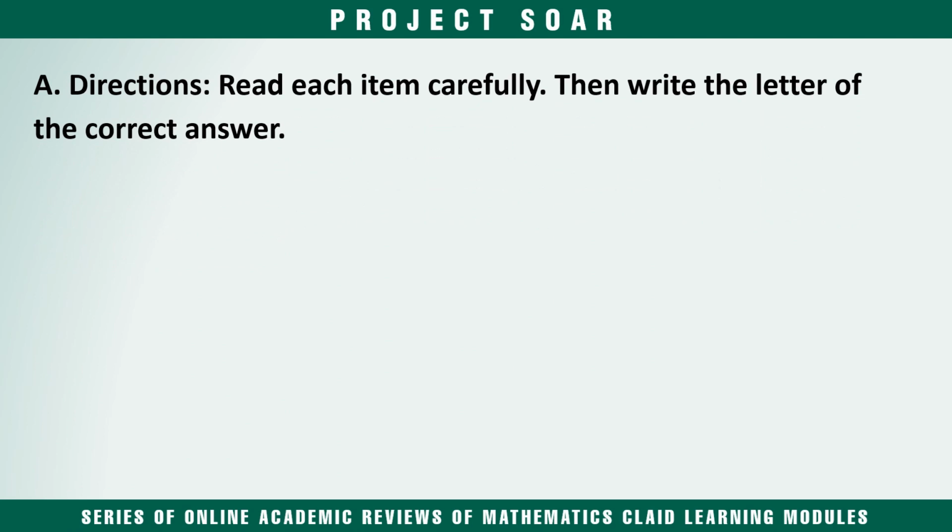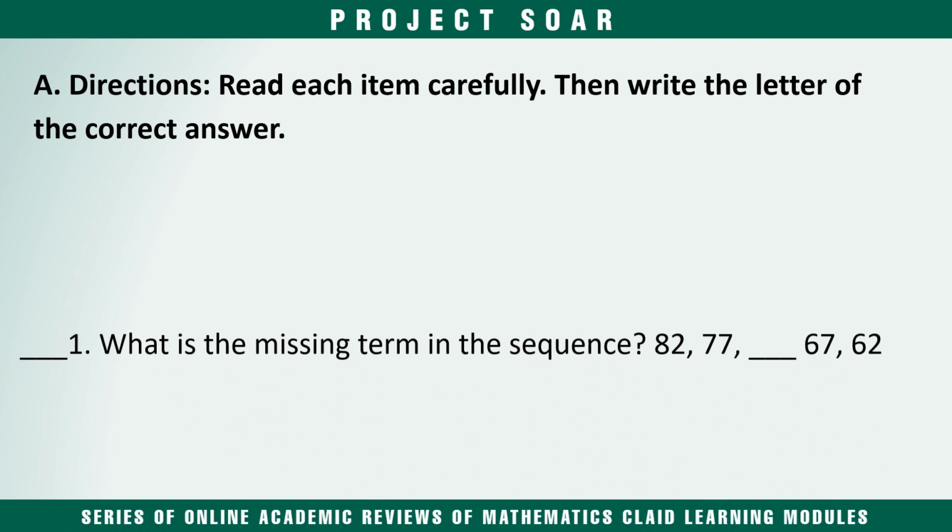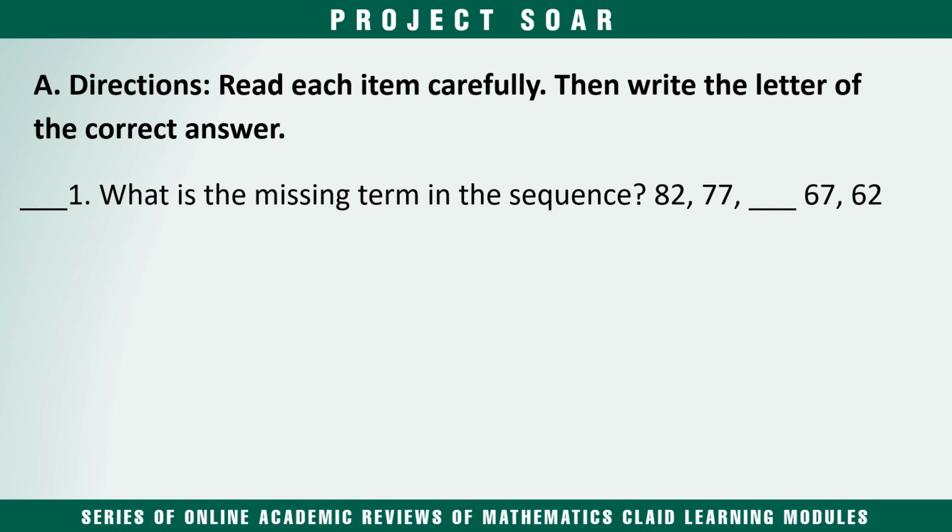We're going to proceed to our activity, so prepare your pencil and paper. I'm going to read to you the direction. Read each item carefully, then write the letter of the correct answer. Number 1. What is the missing term in the sequence? 82, 77, blank, 67, 62. A. 70, B. 71, C. 72, and D. 73.